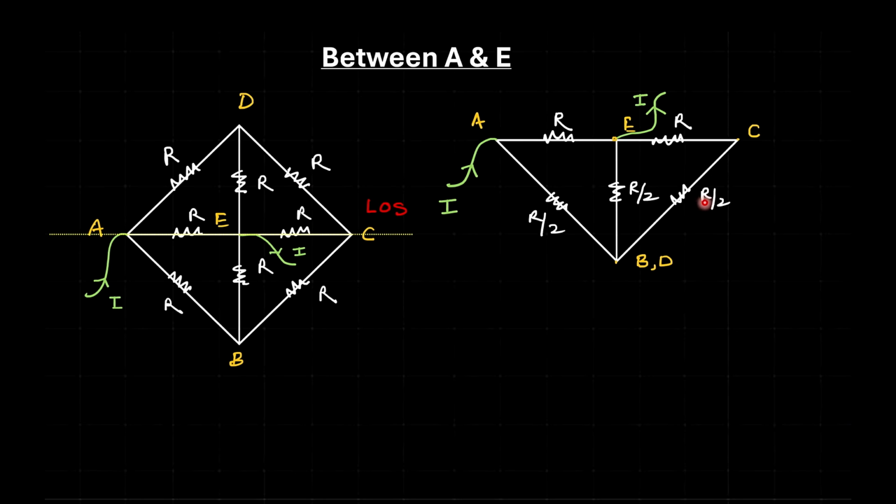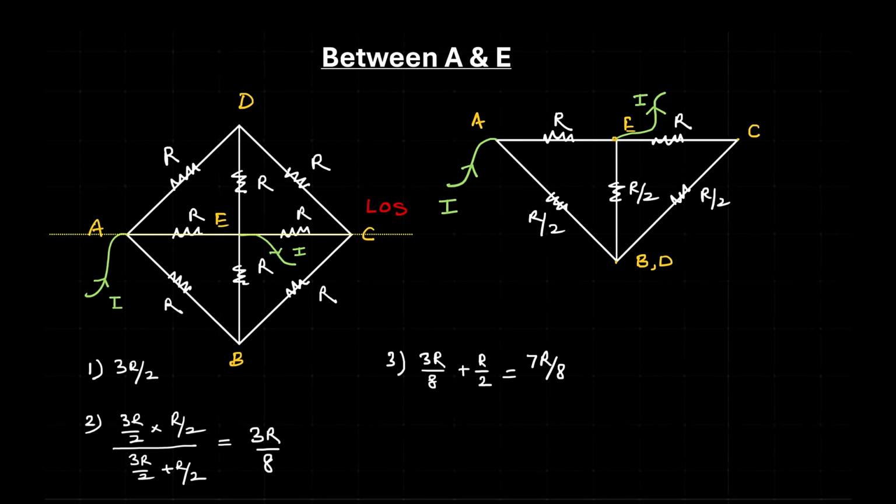Now this is a very simple thing. So we'll do it step by step. This R and R by 2 in series will give 3R by 2, and this 3R by 2 and this R by 2 are in parallel, so 3R by 2 and R by 2 in parallel will give 3R by 8. And up to here whatever we got, 3R by 8, that is in series with this R by 2. So that makes 7R by 8.